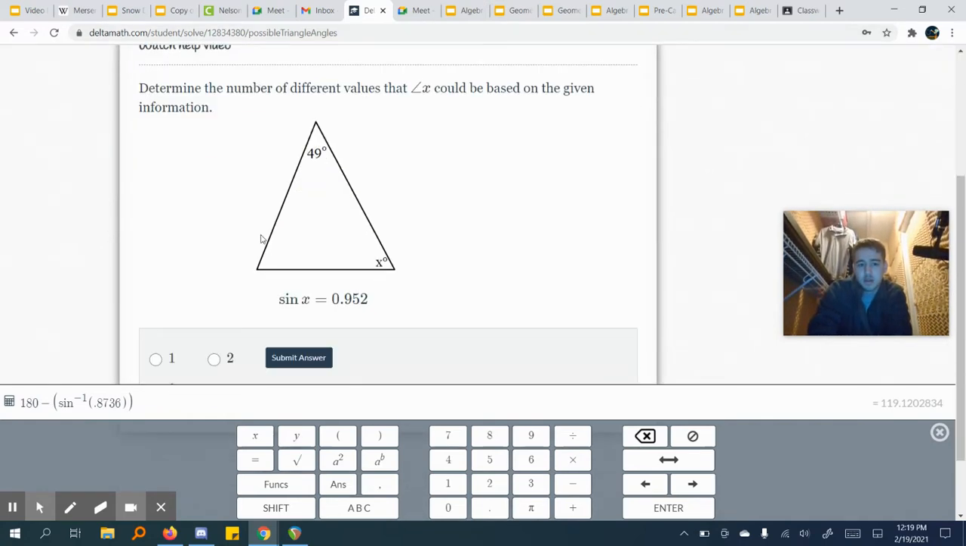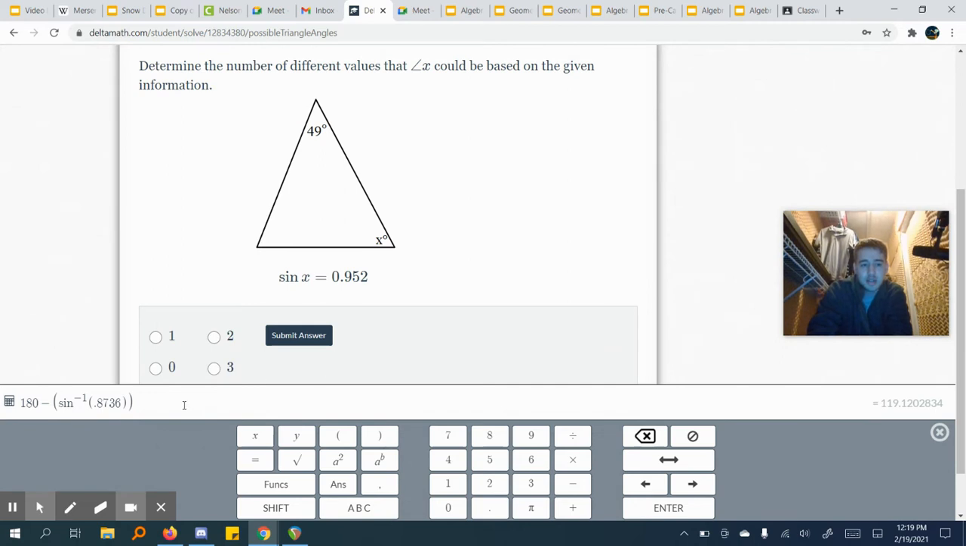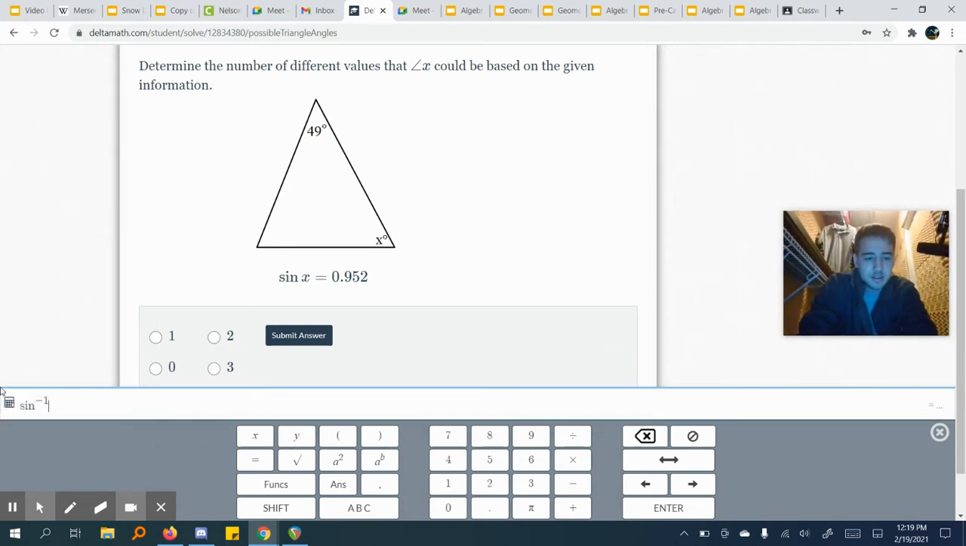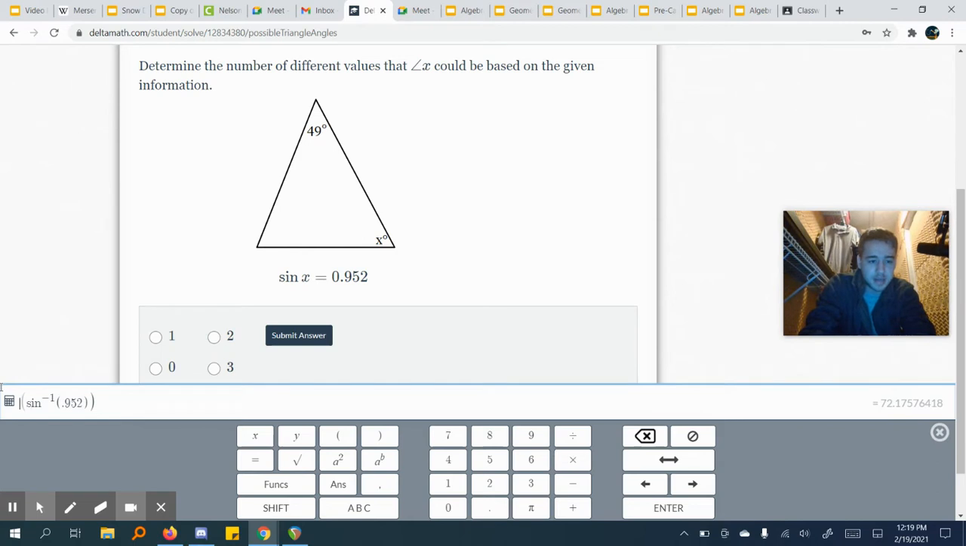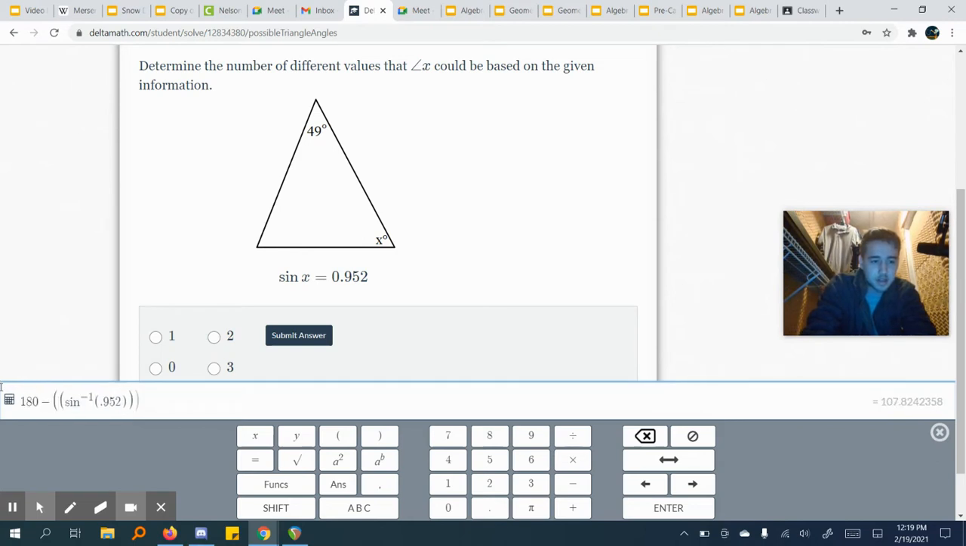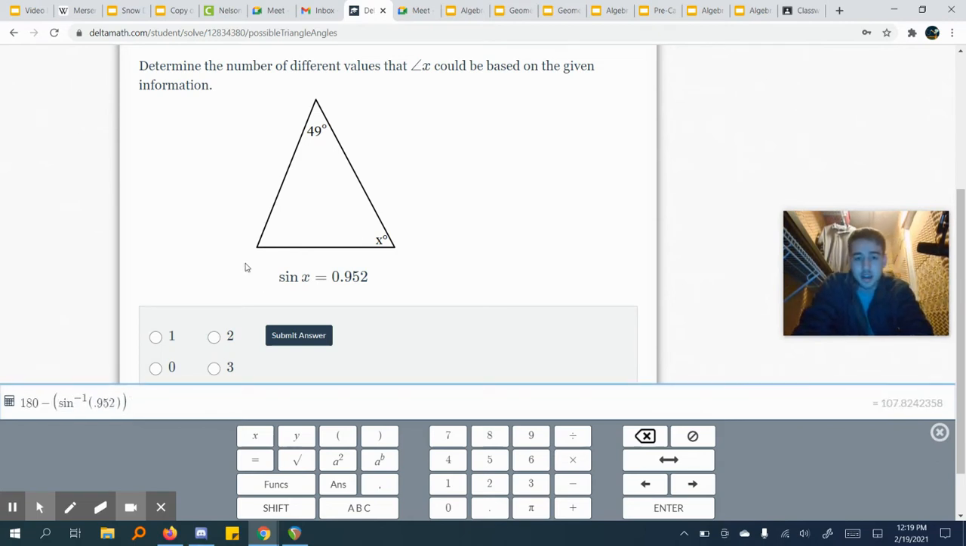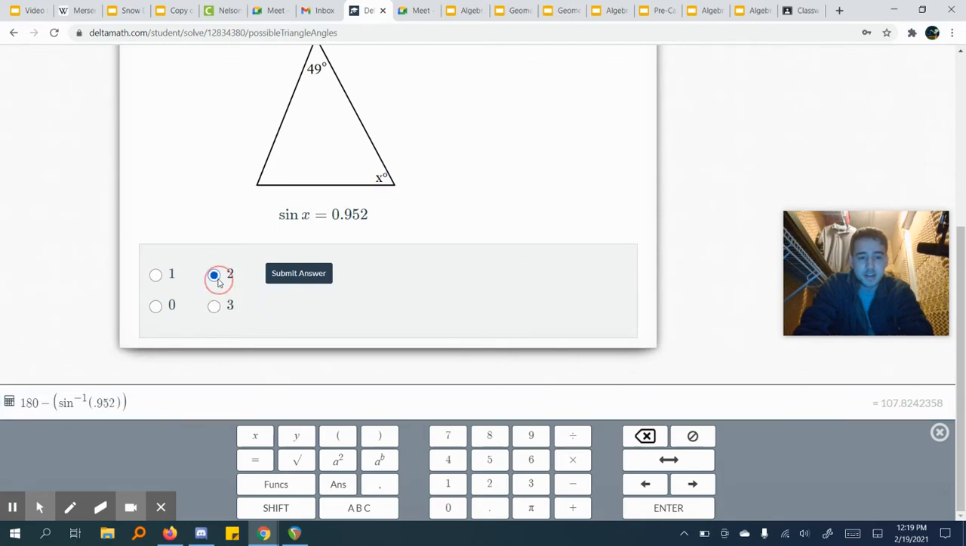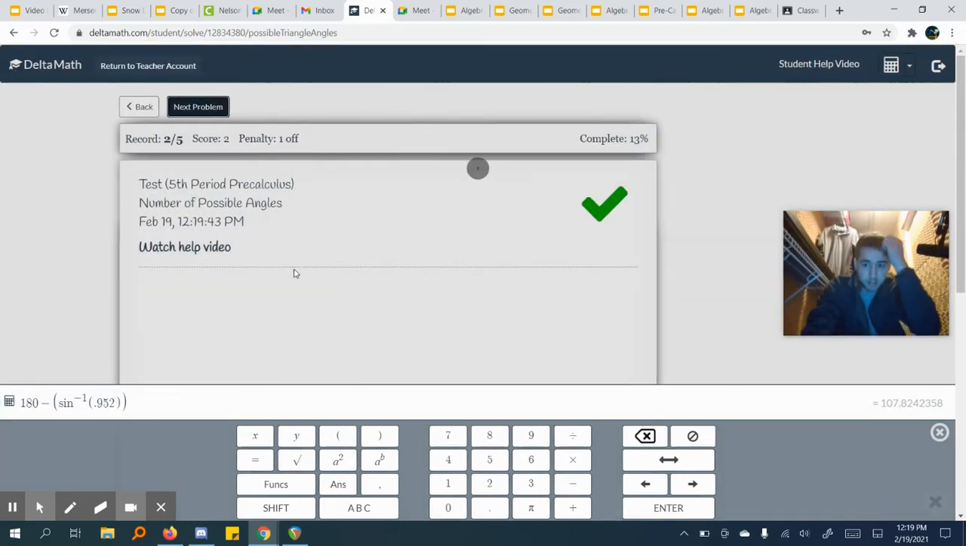Next problem. Same deal. We're going to go ahead and say sine inverse of 0.952. The 72-degree angle, let's do 180 minus that. We get 107, add that to 49, and you still get something less than 180, so both of them fit.